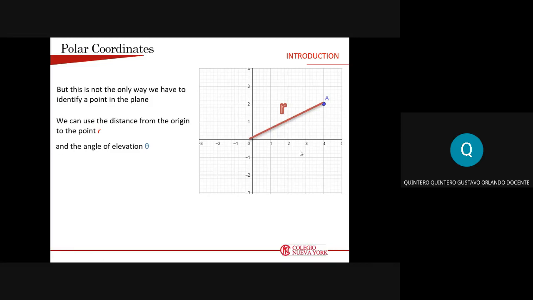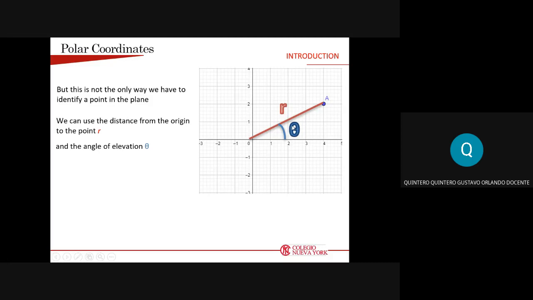You ready? Look. That's it. Again. That is the angle of elevation. This one we call theta, from the x-axis all the way to the line R. This is the angle we call theta.